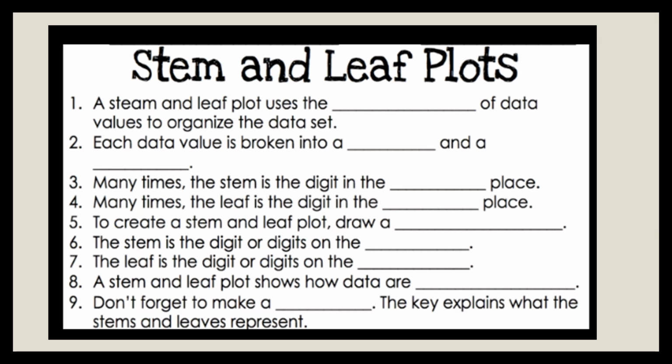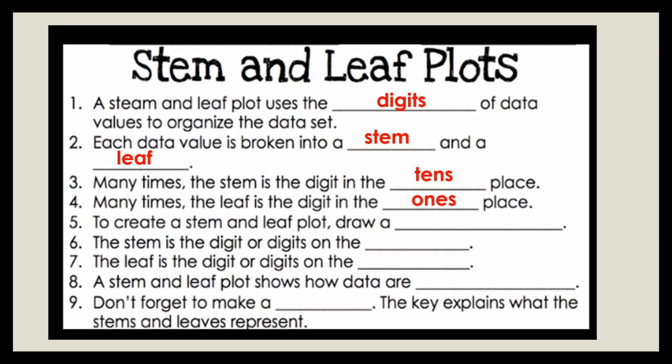A stem and leaf plot uses the digits of data values to organize the data set. Each data value is broken into a stem and a leaf. Many times the stem is a digit in the tens place. Many times the leaf is a digit in the ones place.